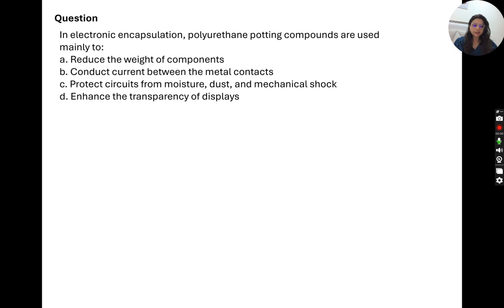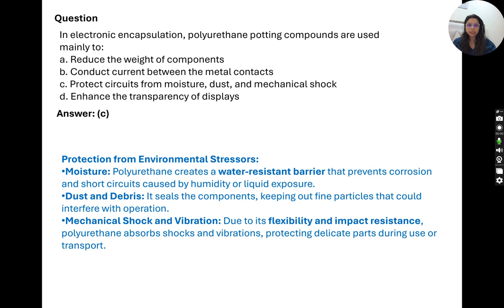Okay, so I got an answer which says it's C, protect circuit from moisture, dust, and mechanical shock. And yes, the answer is C. So polyurethane can help in protection from environmental stressors like moisture. Polyurethane creates a water-resistant barrier that prevents corrosion and short circuit caused by humidity or liquid exposure. Another one is dust and debris. It seals the components, keeping out fine particles that could interfere with operation.